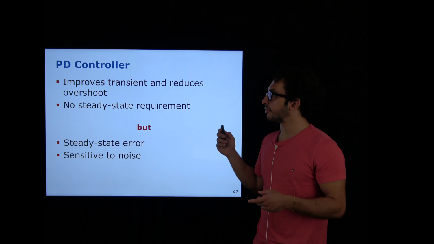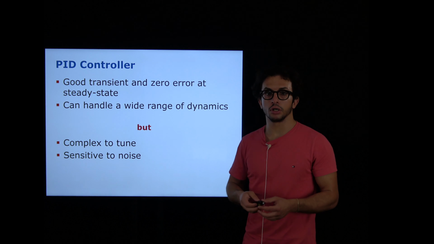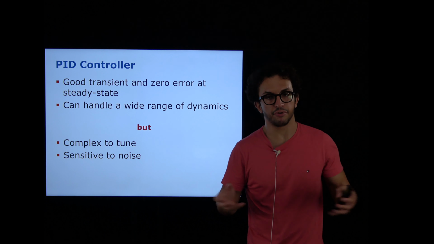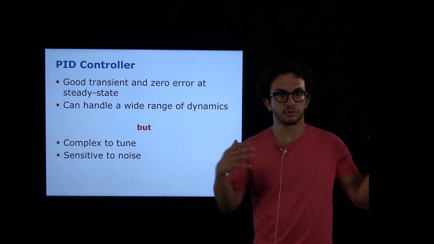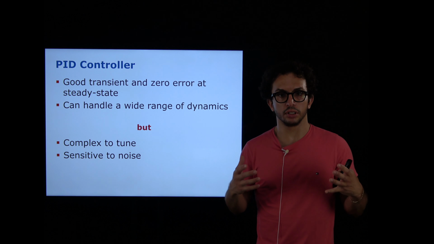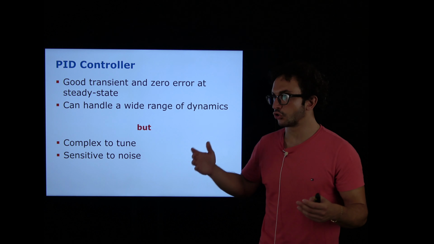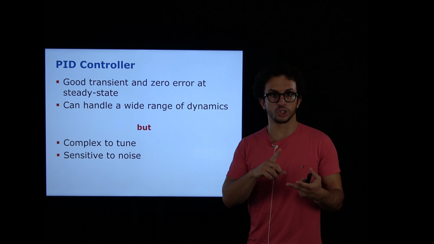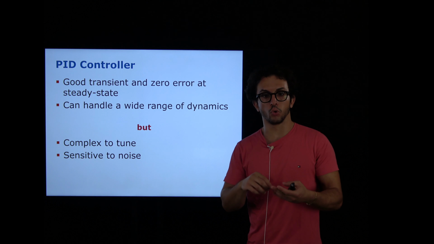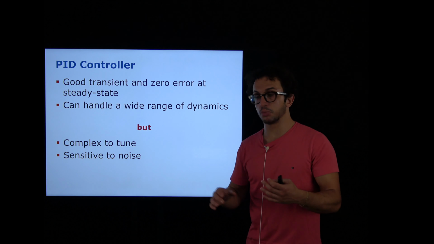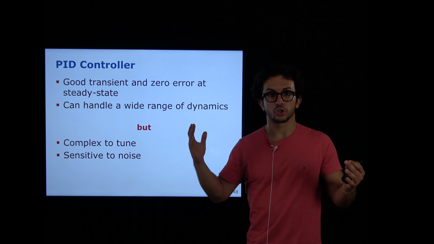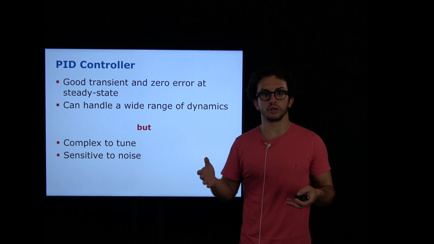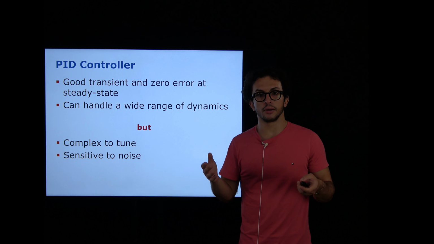And finally, we have the PID controller. The PID controller puts everything together, so it's the best from all the terms. We have a good transient, we have no error at steady state, we can have a system which has no oscillations, no overshoot, stable, but also fast. So it actually puts everything together, and you have a very, very good controller in your hands.